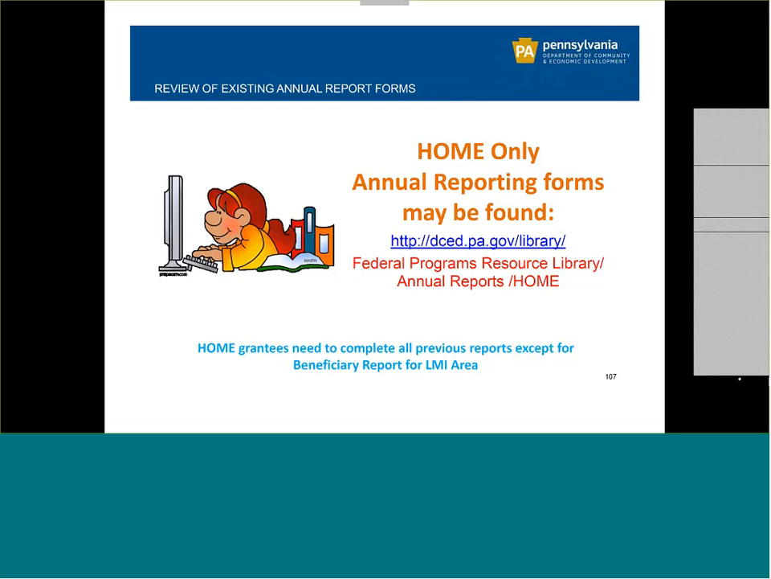And also, just because it says HOME only, that doesn't mean you're not filling out all the other ones before this, other than the beneficiary report. I want to make that quite clear: if you're a HOME grantee, you are not just filling out these two. You are filling out those first 5, I believe, that we discussed. 6.